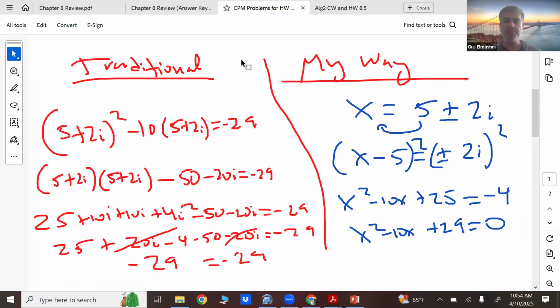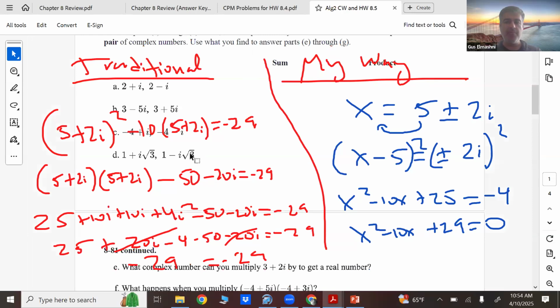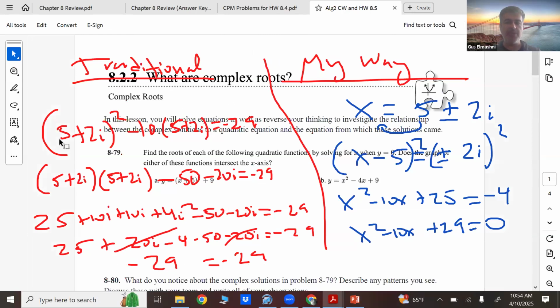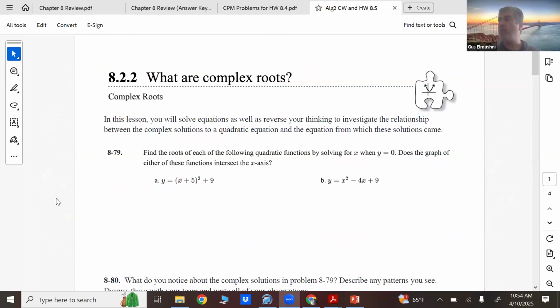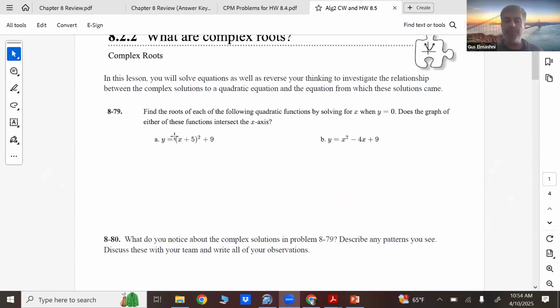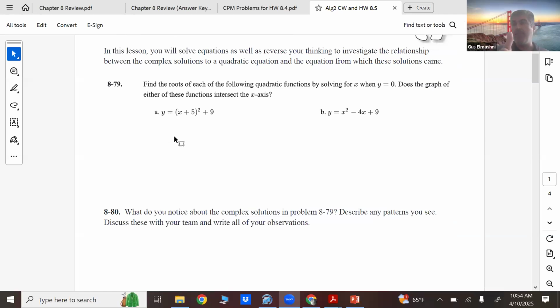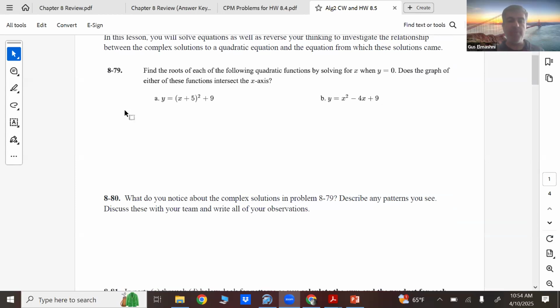Here we go. All right, so let's talk about the last topic. What are complex roots? Which is kind of what we just talked about right now. So what you want to do is set y equals 0 and solve. That's it. I'll do part A. I'll have you guys do part B. I'll walk around and help you guys out. Let's look at part A. Let me zoom in again. All right, replace y with 0. Here we go.